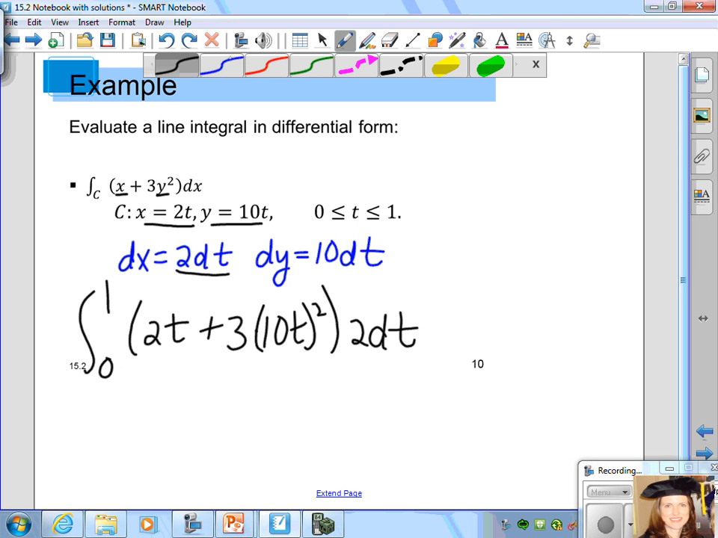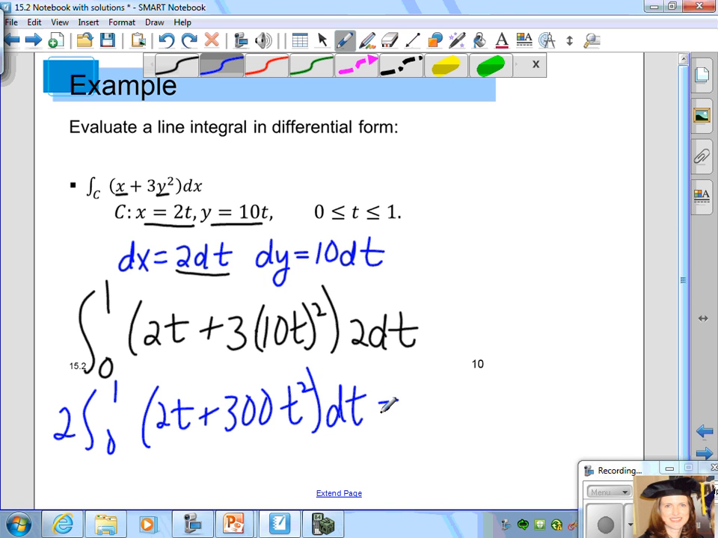When we simplify this, we get the integral from 0 to 1. We can bring that 2 out in front, and we get 2t plus 10t, that quantity squared is 100t squared, so that's going to be 300t squared dt. You can evaluate that to get your solution, which is equal to 202. So that is an example of evaluating a line integral in differential form, making substitutions and finding those differentials, setting up the definite integral, and evaluating to solve.